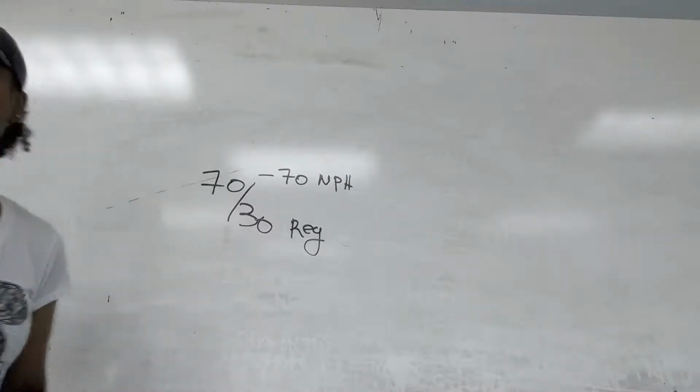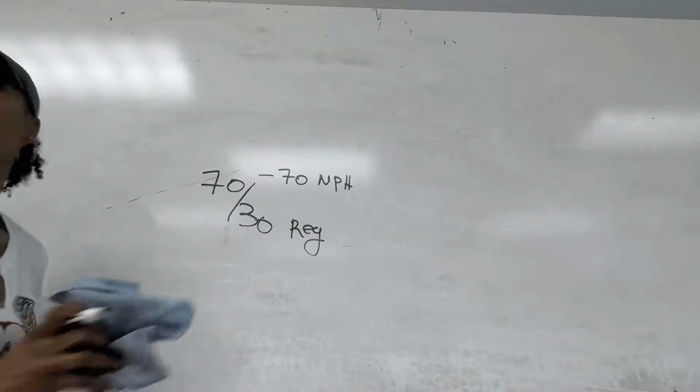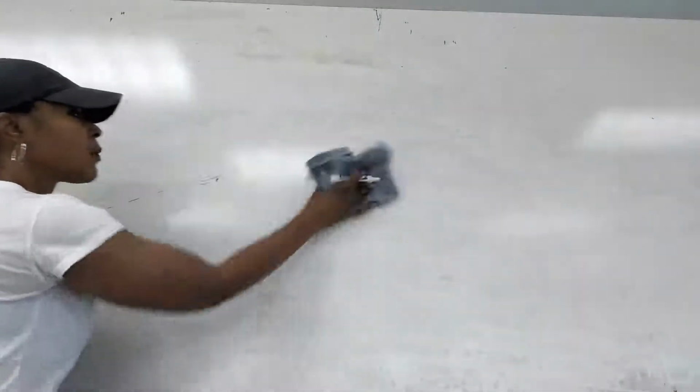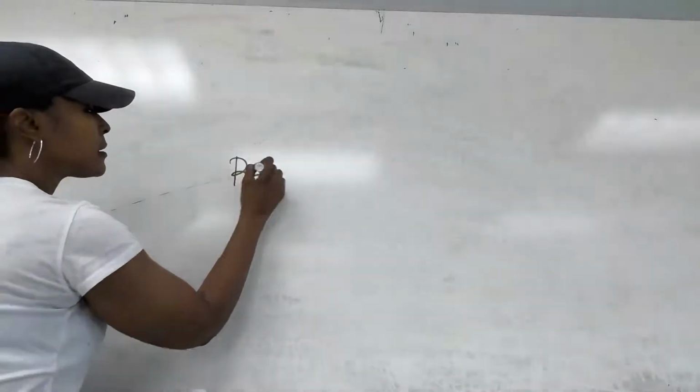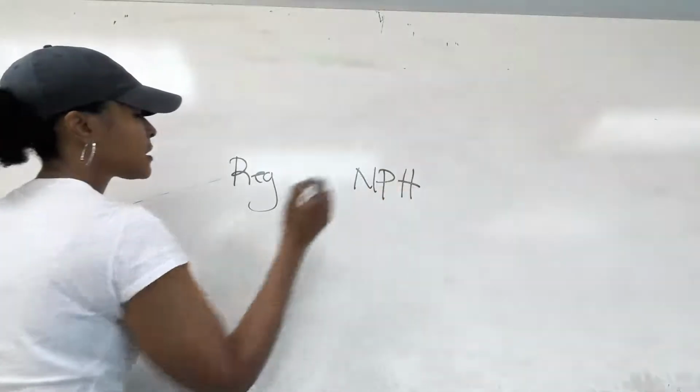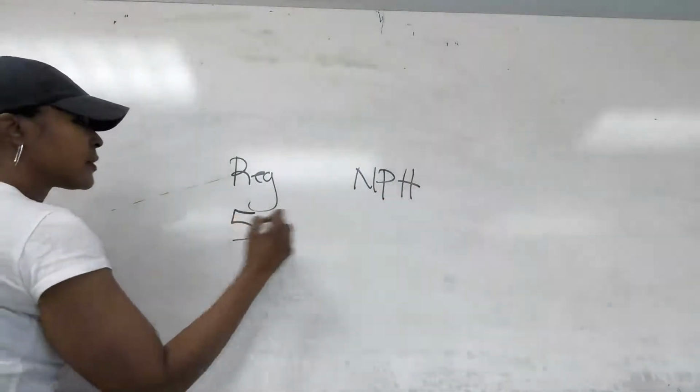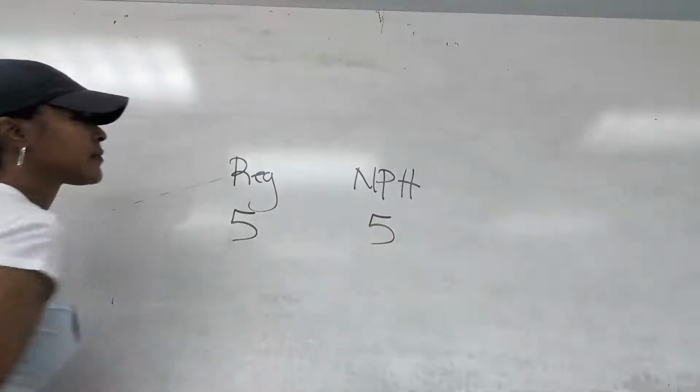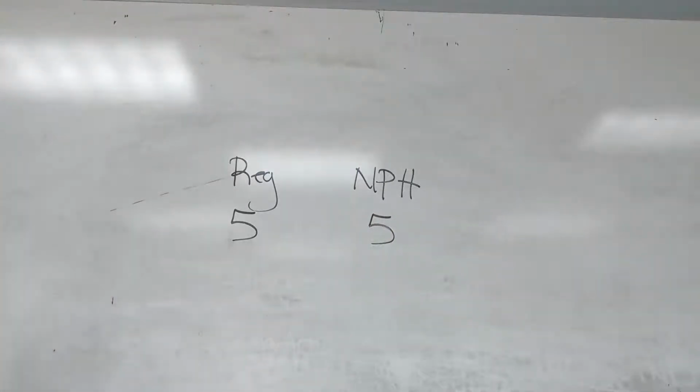Now, if the doctor wants us to mix the insulin, right? The patient's in the hospital and we're going to mix insulin for the patient. All right. So we have our regular and we have our NPH. This is what the doctor wants the patient to have: 5 units of this and 5 units of NPH. What's the first step?